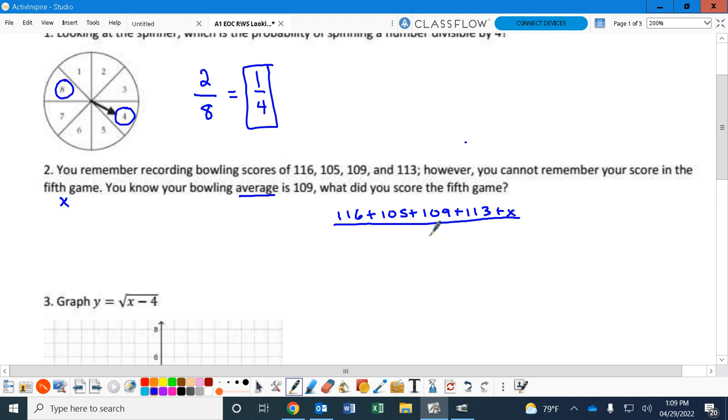How many of them are there? Guys, how many scores are we adding? 5. There's 5 of them. 4 we know and 1 we don't, so that's 5 total. And what is our average? 109.